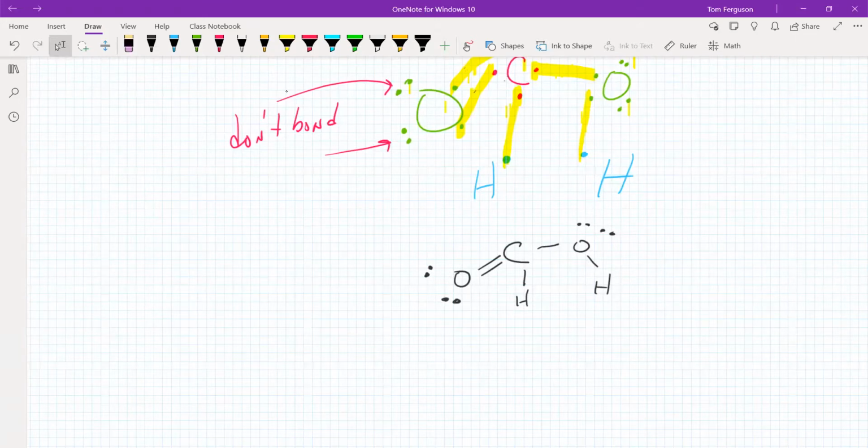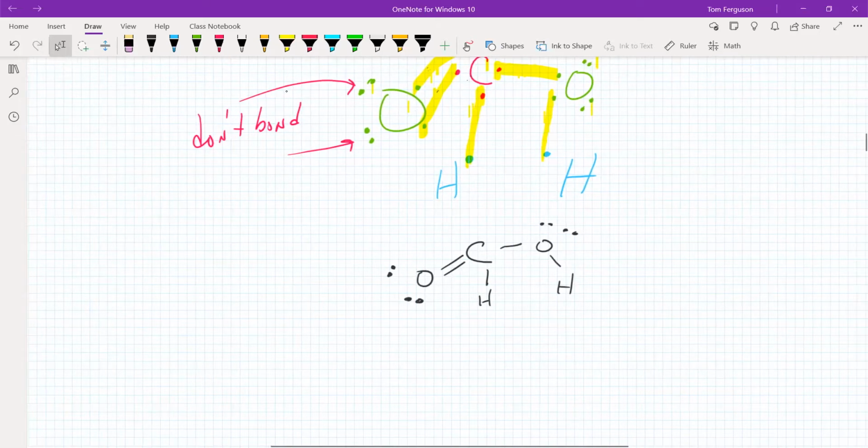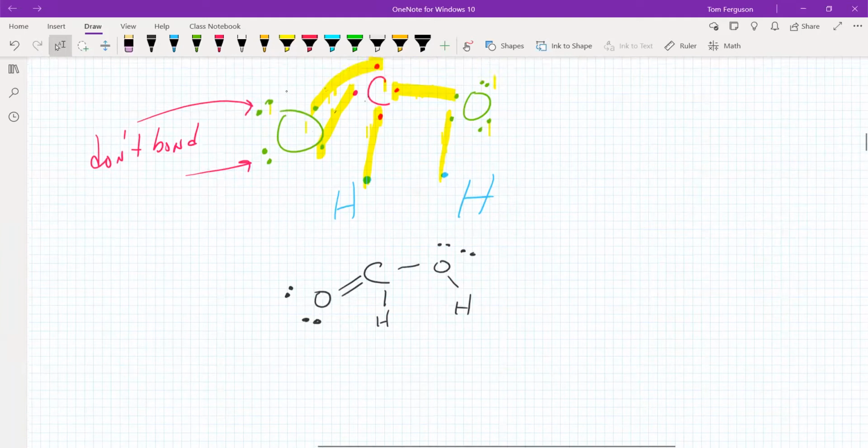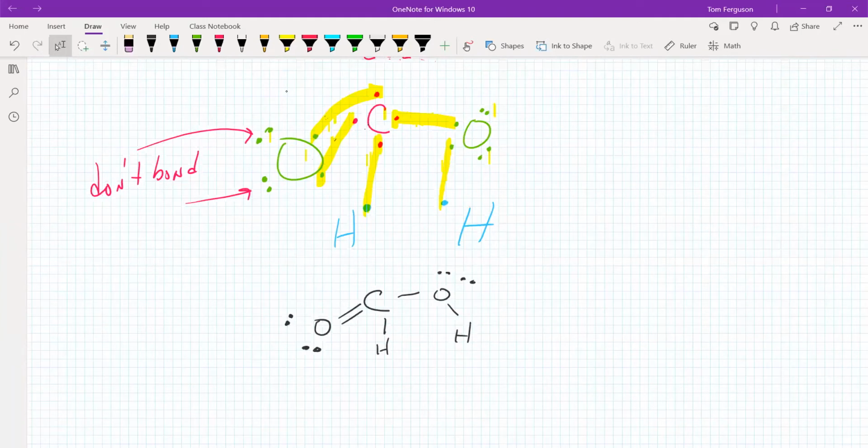Now, depending on how you drew the double bonds and stuff, your structure could also look like, if we flipped this horizontally, depending on how you drew it, you may end up with something like this.